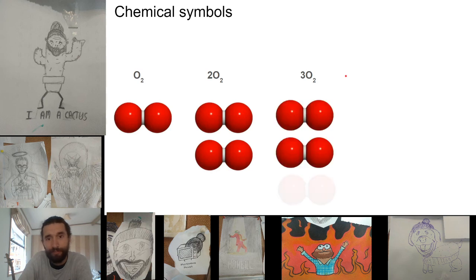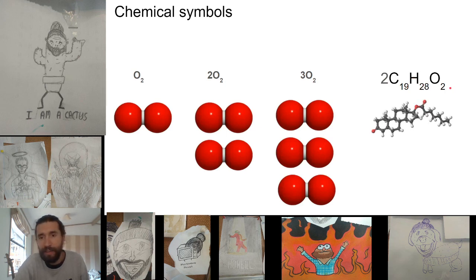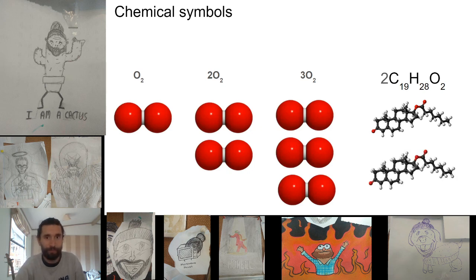3O2. It's going to be three of them. This is very important in chemical equations, so we know how much of each thing is reacting. Here I've got two lots of C19H29O2. That means here is one testosterone molecule and here is another.